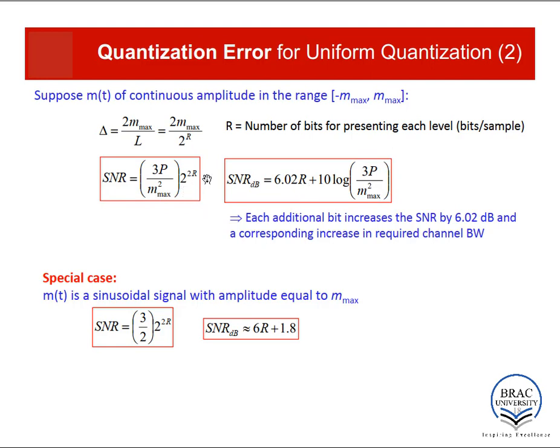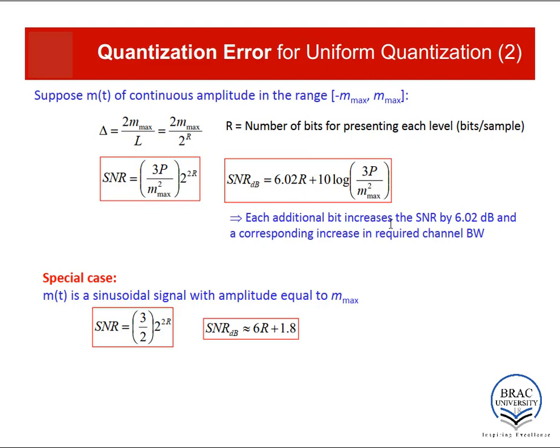We know the property of log, that if there is some power inside the log, that power is multiplied in front. So this 2r comes in front, and the rest becomes 10 log 2. If we multiply all this, it will become 6.02r. For simplicity, it is often considered to be 6. We will use this formula in mathematical analysis. SNR dB is 6.02r plus 10 log 3p by m max square.